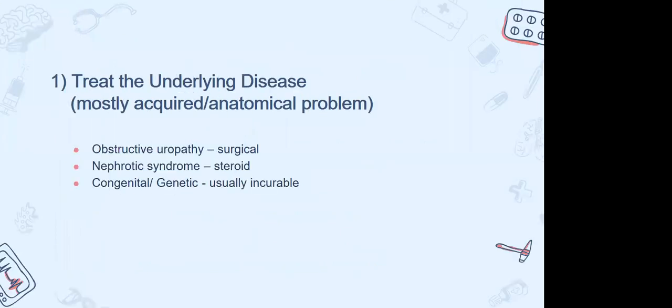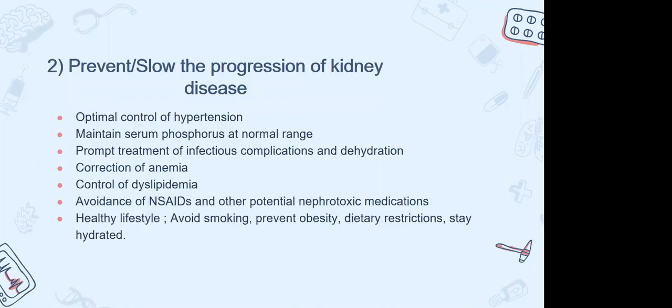So the first principle is to treat the underlying disease, which is mostly due to acquired or anatomical problems. If it's due to obstructive uropathy, we proceed with surgical management. If it's due to nephrotic syndrome, we treat the disease by giving steroids and follow the guideline for the management of nephrotic syndrome. If it's due to a congenital or genetic cause, usually it's incurable, so we can only control and slow the progression of the disease.